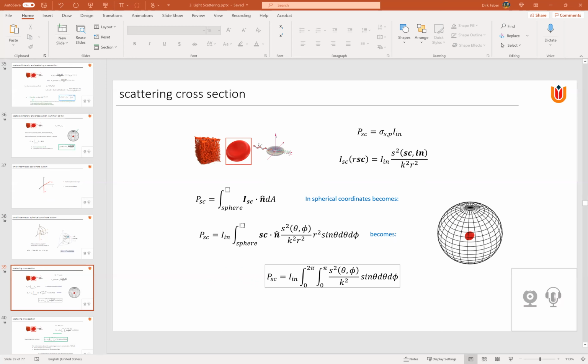So then in spherical coordinates, the integral becomes this. We have an integral from 0 to 2 pi d phi, and from 0 to pi sine theta d theta, of whatever is the argument of that integral. I'm assuming a little bit here that you have seen these kind of integrals before.